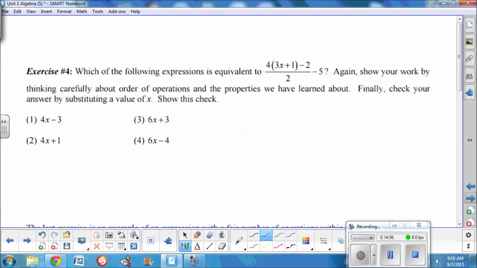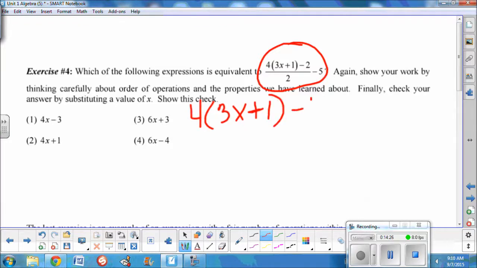Okay, which of the following expressions is equivalent to, wow, okay, getting a little bit more complicated. Again, show your work. Think about your order of operations. Check your answer by substituting a value of x. So with that expression, I certainly would start with the numerator, and I would start with my distributive property on top.